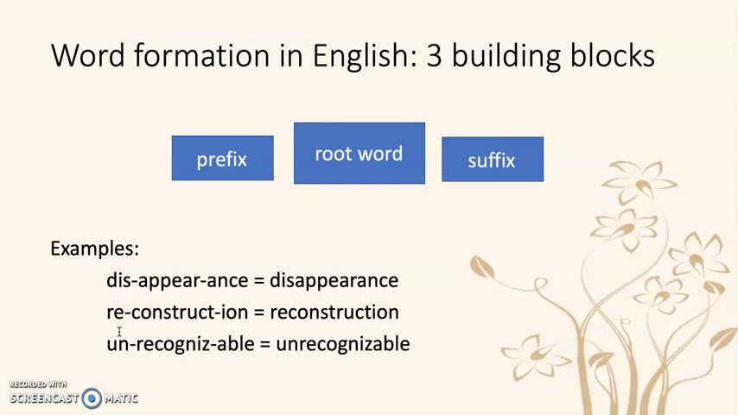Re is the prefix, construct is the root word, and ion is the suffix. So we have reconstruction. Un is the prefix, recognize is the root word, and able is the suffix. Unrecognizable.